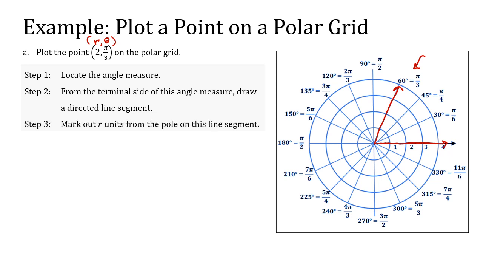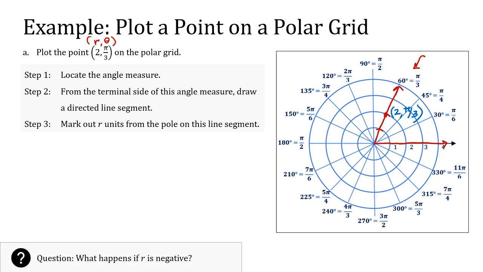Step 3, I'm going to mark out r units from the pole on this line segment. So my r value is 2, and I'm going to put a point there, and that point represents 2 comma pi over 3.